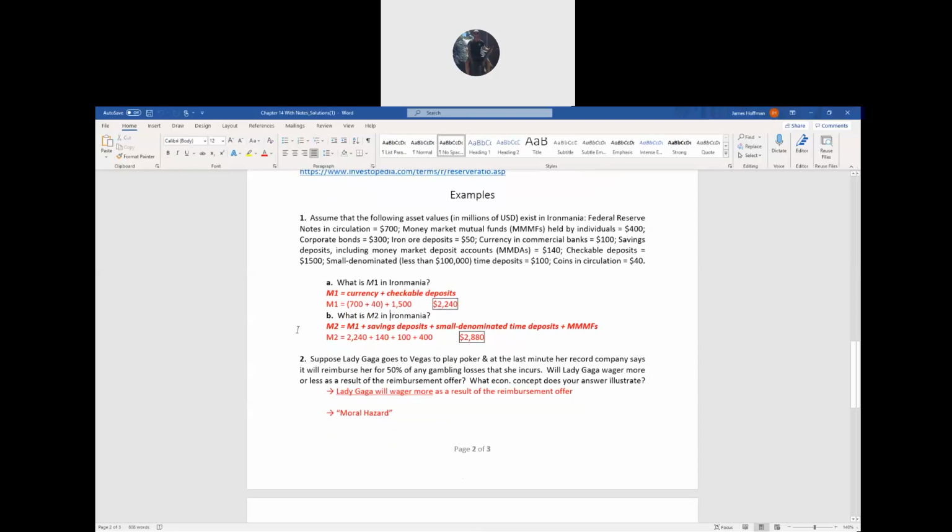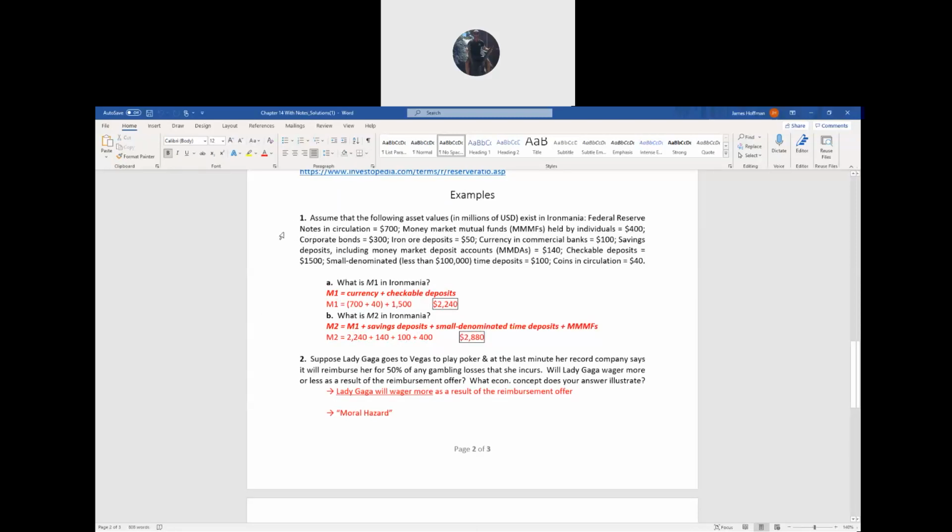And then what is M2? So the definition of M2 is M1 plus savings deposits plus small denominated time deposits plus money market mutual funds. So just put in those things. We already got M1 of 2,240. Savings deposits, 140. Small denominated time deposits, 100. And then money market mutual funds, 400. So if you add those things together, you get 2,240 plus 140 plus 100 plus 400, which is 2,880.